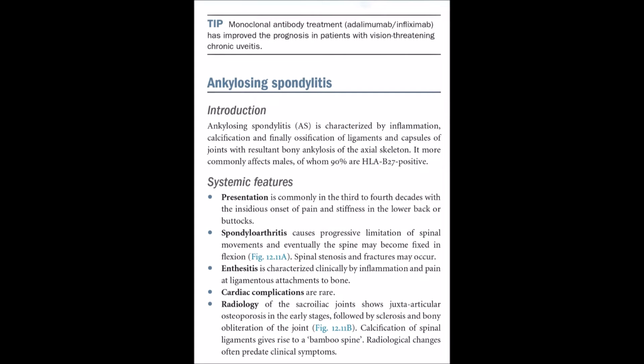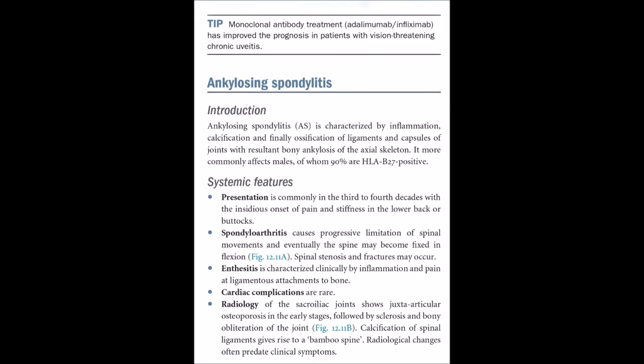Systemically, presentation is most commonly in the third to fourth decade, with the insidious onset of pain and stiffness in the lower back or buttocks. Spondyloarthritis causes progressive limitation of spinal movements, and eventually the spine may become fixed in flexion. Spinal stenosis and fractures may occur. Enthesitis is characterized clinically by inflammation and pain at ligamentous attachment to bone.